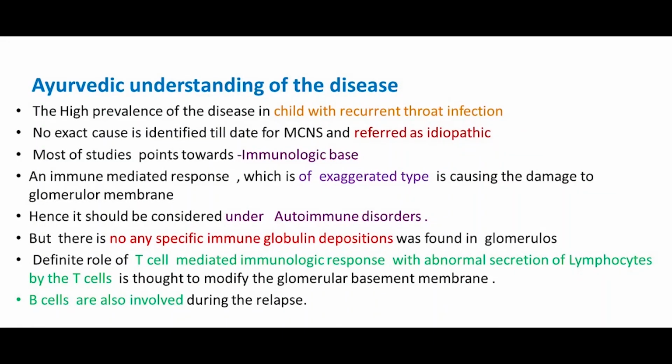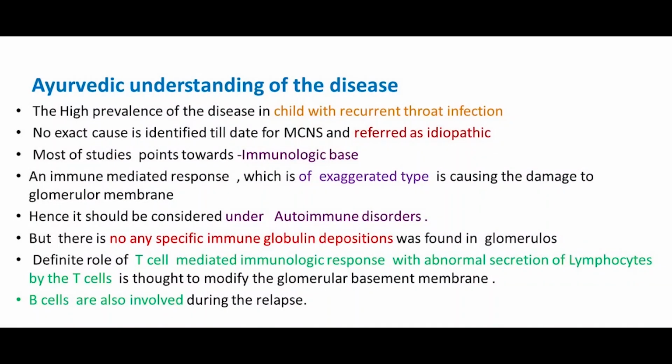So far we have discussed that in minimal change nephrotic syndrome no exact cause has been identified, and some of the researchers say that it is because of an immunological cause. Most of the studies point towards an immunological base. An exaggerated immune-mediated response is causing the damage to the glomerular membrane. This is evident from the fact that after giving steroid therapy, the symptoms rapidly recover. That suggests that when you give an immunosuppressive drug, it inhibits the exaggerated immune reaction, and as a result recovery is seen.